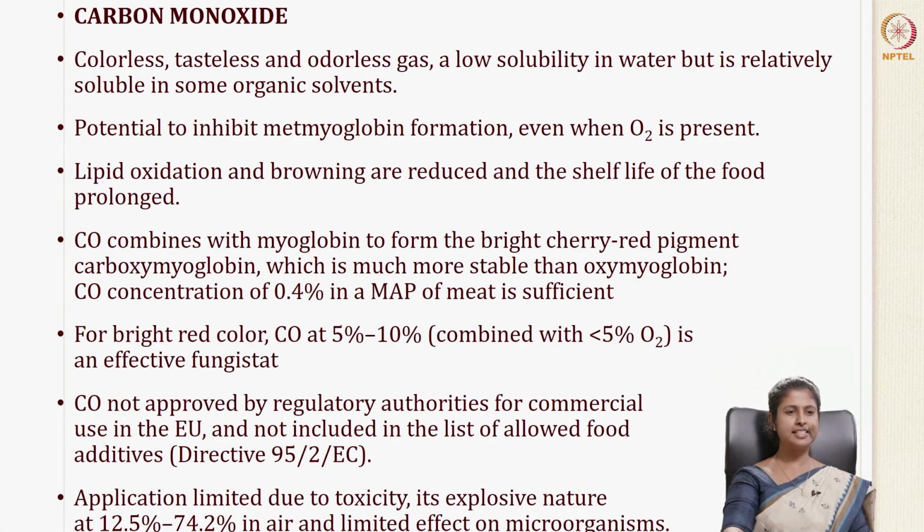Carbon monoxide is another gas that is being used in MAP. Though it is toxic, it has a few advantages. This carbon monoxide combines with myoglobin to form a bright cherry red pigment, carboxymyoglobin, and this is more stable than your oxymyoglobin. A carbon monoxide concentration of 0.4% in MAP is usually sufficient for meat.